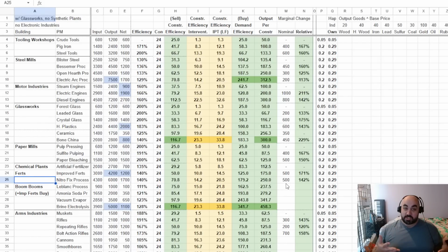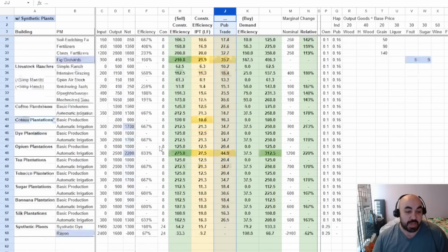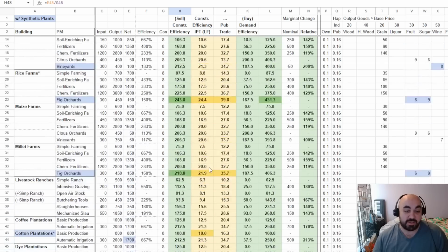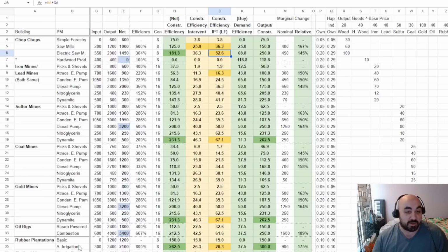And let's talk about the most efficient stuff, and then we'll talk about the strategy. So the absolute most efficient building in terms of net divided by construction, that's net value provided per construction, is in the agriculture tab, and it is opium with the automatic irrigation. And secondly, the most efficient in terms of construction efficiency per contribution to the investment pool when you're on publicly traded is actually going to be sulfur with 67.1.